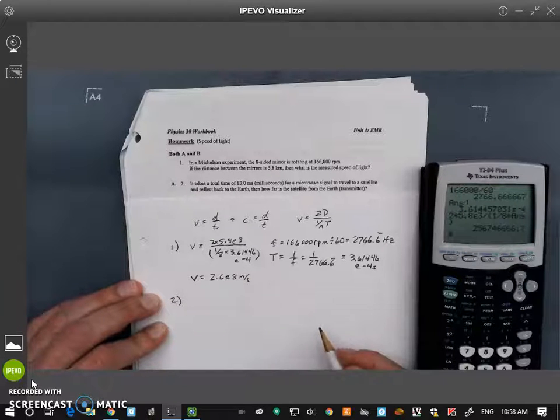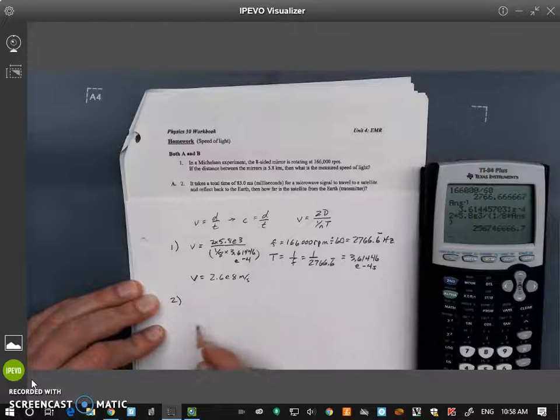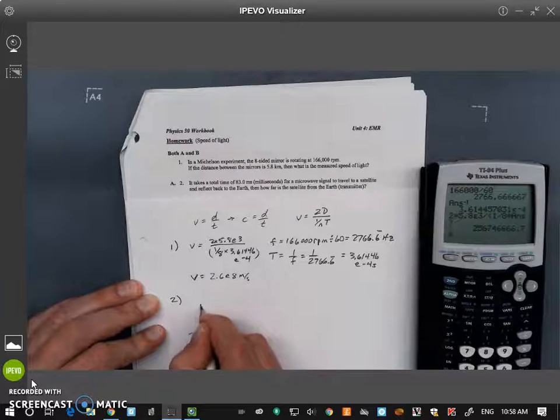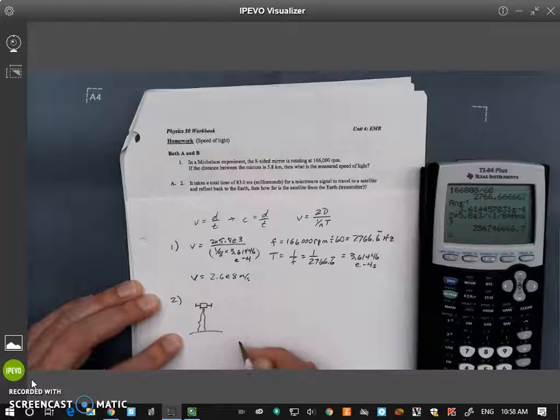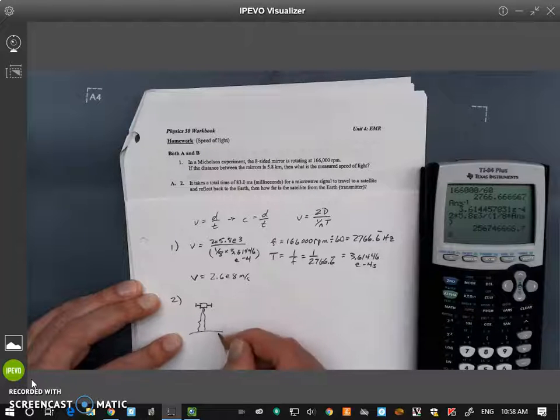Question number 2. Total time, 83.0 milliseconds for a microwave to travel to a satellite and reflect back to Earth. So this microwave goes up, hits a satellite, and reflects back. So it moves upwards and backward, downwards, back to the Earth. So essentially it goes there and back.